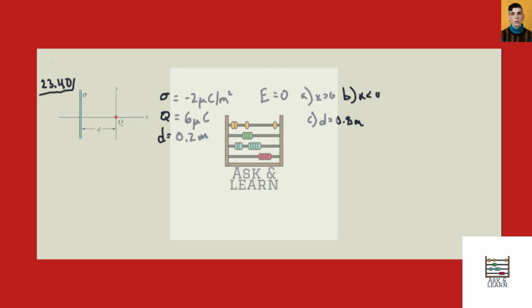Problem 23.40. So we have a sheet of charge that's some distance d to the left of a point charge q at the origin. And what we'd like to do is find out what are the positive and negative x values where the electric field will be 0 if the distance d is 0.2 meters, and then what if it's 0.8 meters.